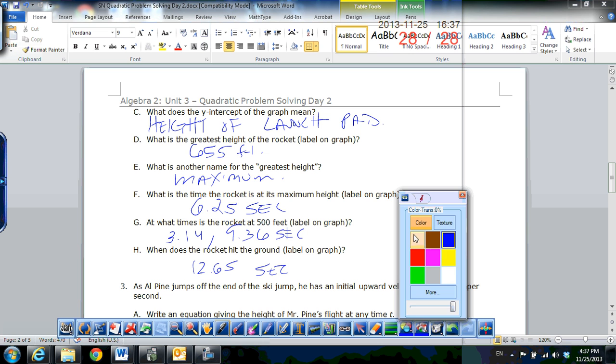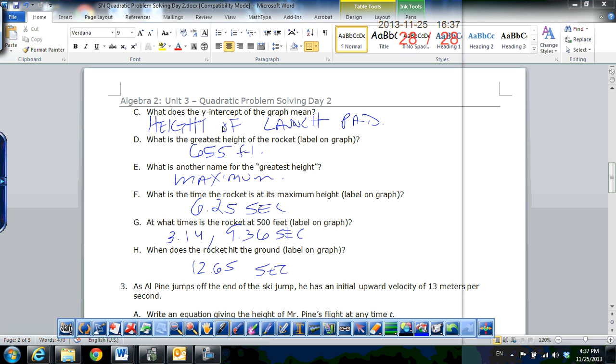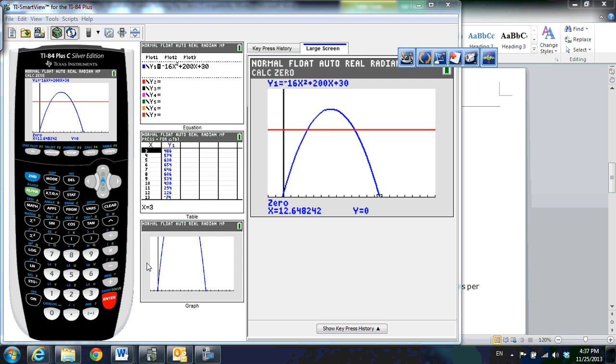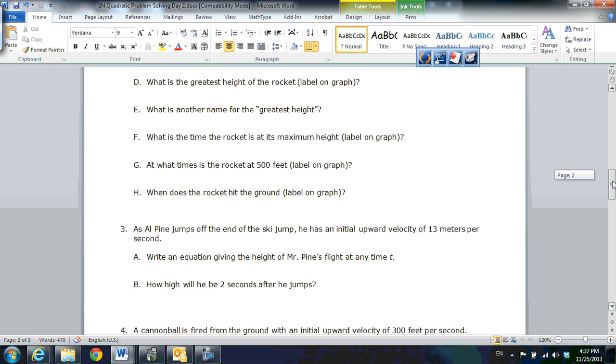So let's kind of run back over that again. Greatest height, this is the maximum. That's what we did in the calculator. Time the rocket hits, is it maximum height? Once again, that was its maximum. Times, we put that in our y2, and we did the intersect. So I'm going to write y2 int, and then hit the ground. That was my 0. Okay? That's pretty much all I wanted to go over.